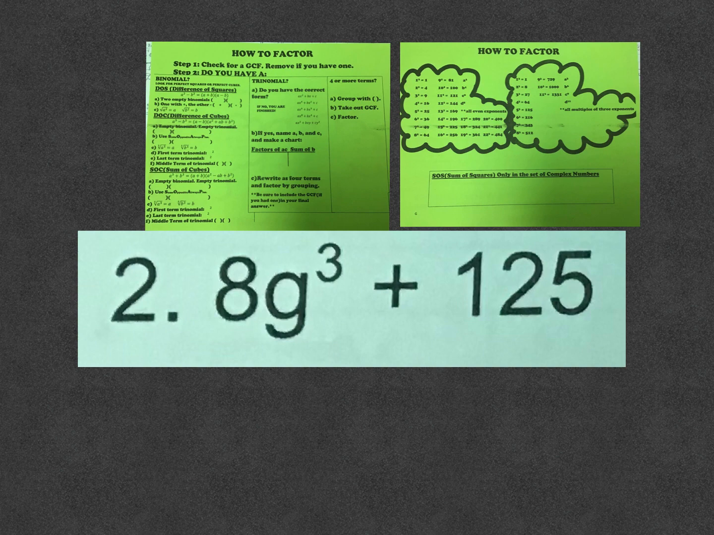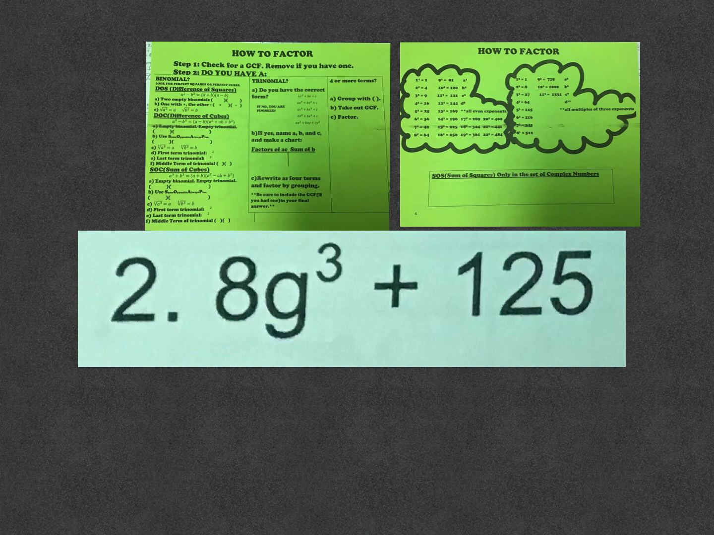Okay, for number 2, as I look at this polynomial, 8g cubed plus 125, the first thing I'm going to do is check for a common factor. 125 is 5 times 5 times 5, or 5 times 25. And 8 is 1 times 8, 2 times 4, and they both don't have g. So this does not have a common factor. Is this a binomial, a trinomial, or 4 or more terms? Well, this is a binomial.